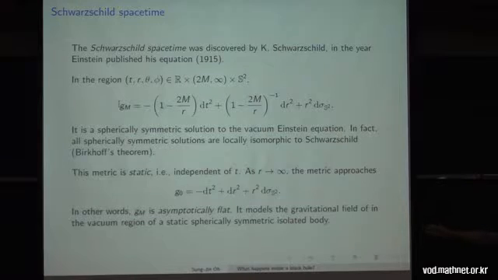Does this make sense? So what is the physical meaning of m? Okay, I'll get into it. But actually, the physical meaning of m is the mass of this isolated body, which is measured at infinity.